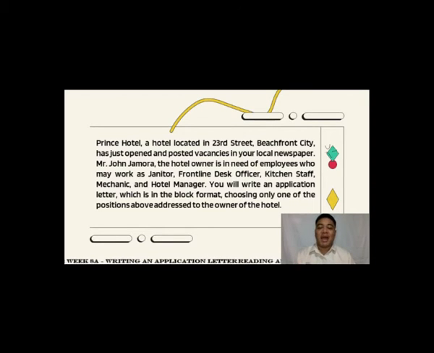Prince Hotel, a hotel located in 23rd Street, Beachfront City, has just opened and posted vacancies in your local newspaper. Mr. John Hamora, the hotel owner, is in need of employees who may work as janitor, frontline desk officer, kitchen staff, mechanic, and hotel manager. You will write an application letter which is in the block format, choosing only one of the positions above addressed to the owner of the hotel.